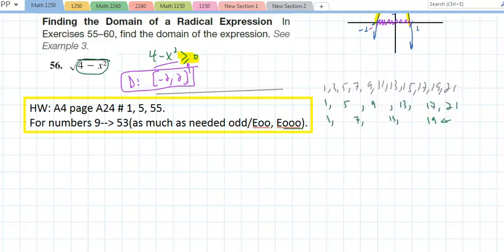So, this is all for this section. Now we're going to tackle the other section today.